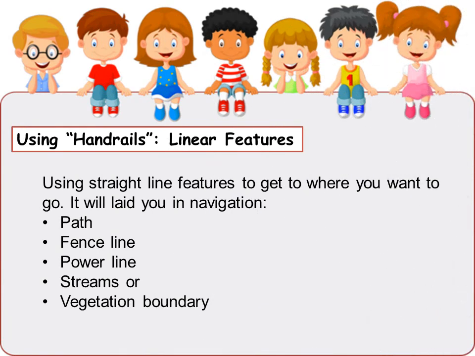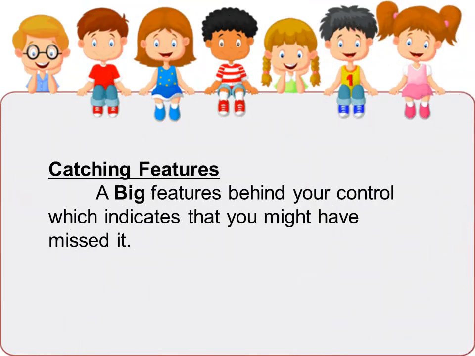Using handrails or linear features. Using straight-line features to get to where you want to go will aid you in navigation. Examples are a path, fence line, power line, stream, or vegetation boundary. Catching features. Catching features are big features behind your control, which indicate that you might have missed it.